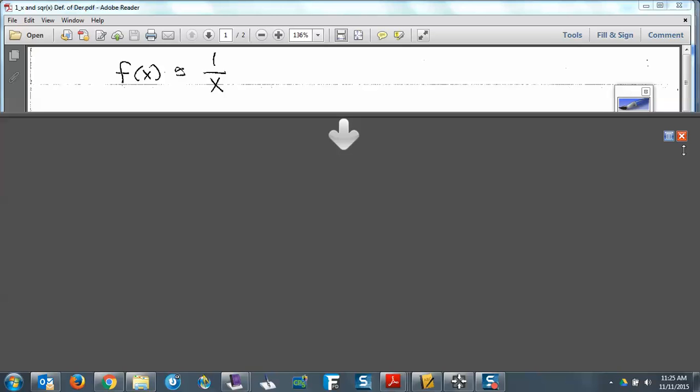This piece is what? What's this piece? The slope. Come on, we have to know this backwards and forwards. The slope what? Slope of the function.